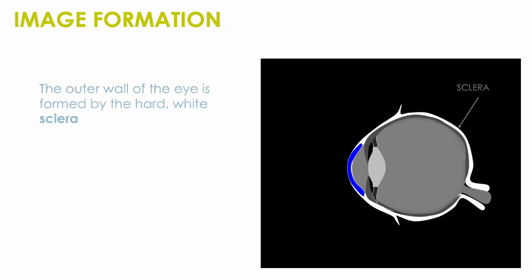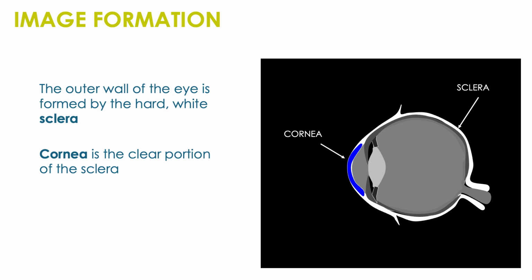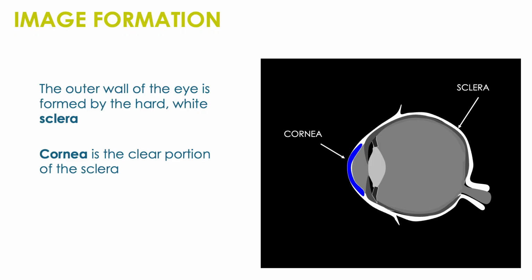So now let's talk about the cornea and the sclera. The sclera is the hard, white outer wall of the eye, with the cornea being its clear portion. The cornea is responsible for most of the eye's refraction, bending incoming light toward the retina. Its role is comparable to the front lens of a camera. The cornea handles 2/3 of the eye's refracting power. So this is great.